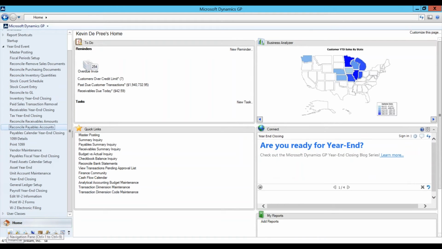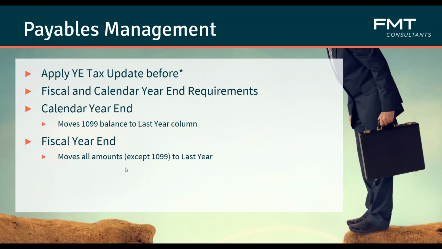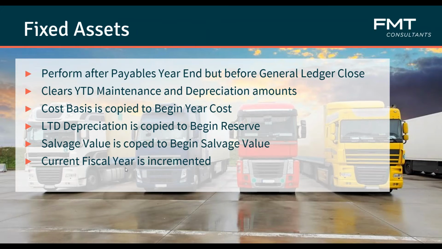So, moving on quickly again, we're going to go to the fixed assets section. The month-end procedures for fixed assets are on page 40 of the guide, and year-end is page 67. It's super important to make sure that you close fixed assets after you've done the payables year-end, but before you do the general ledger close. Don't do it before the payables piece, do it right after, but certainly do it before you do the year-end close within the general ledger itself.